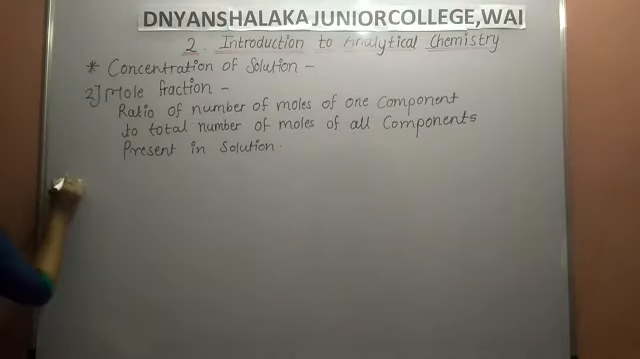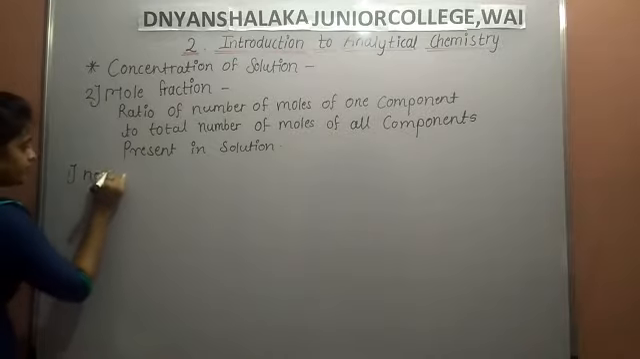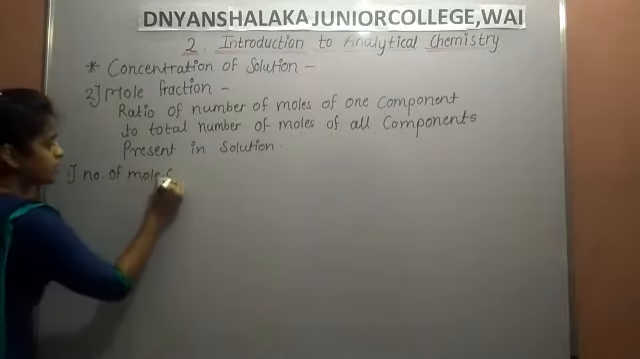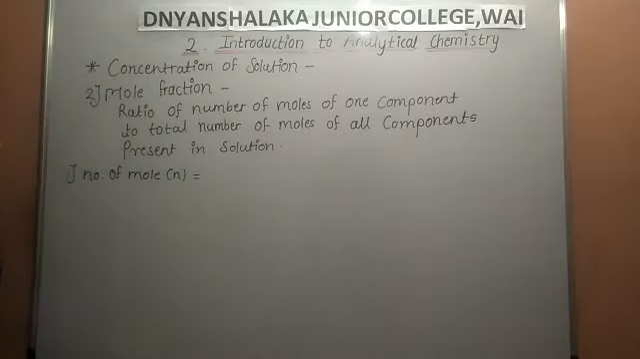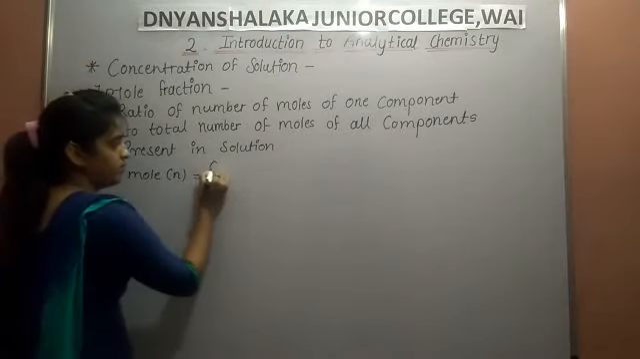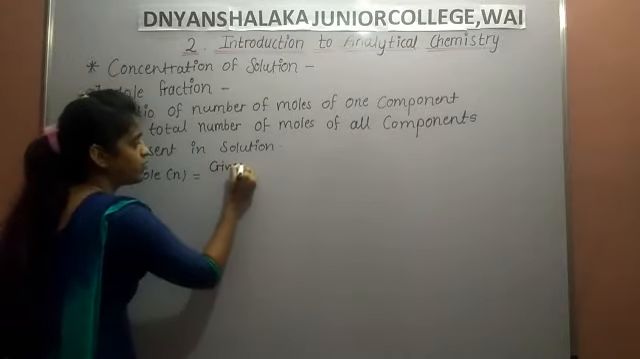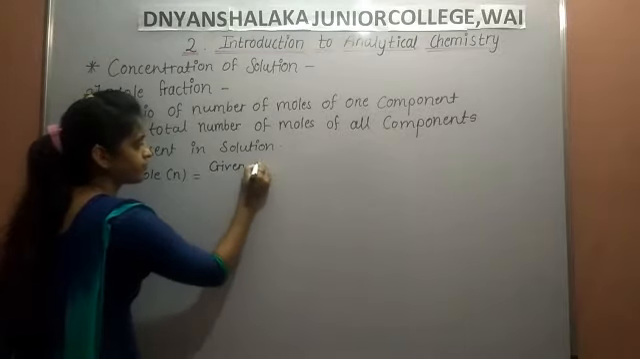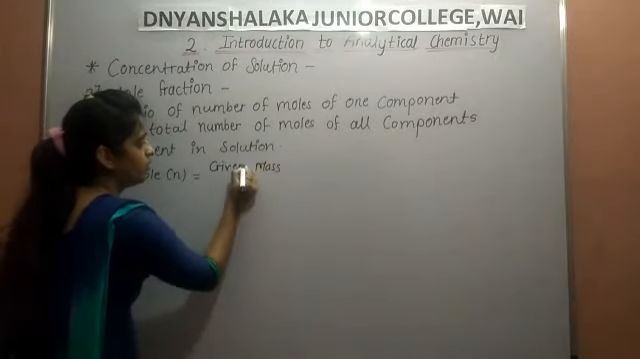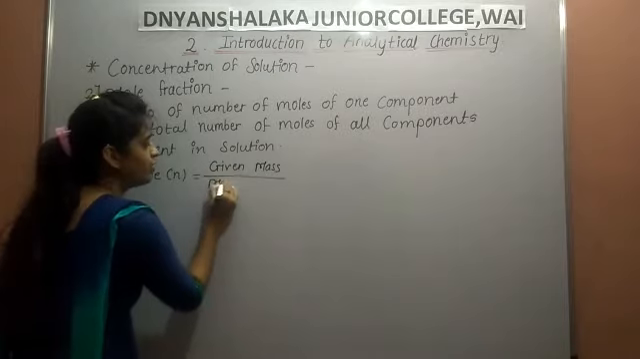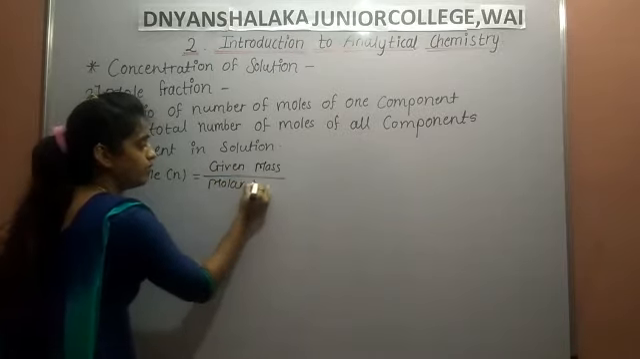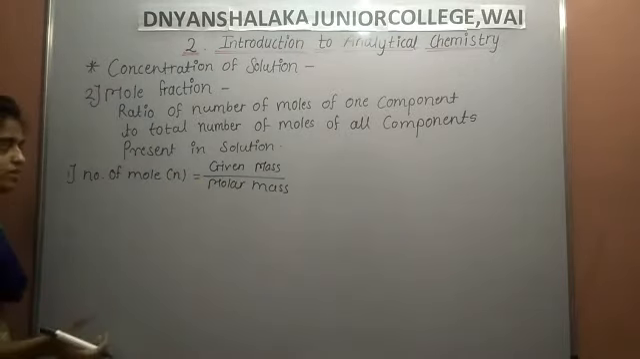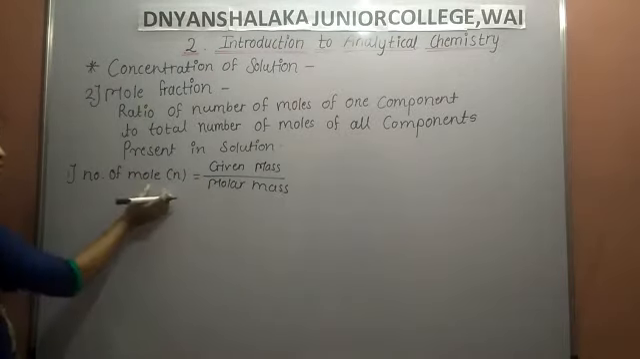First formula of number of moles. Number of moles we denote as small n. The first formula is given mass upon molar mass, or molecular mass, of the substance. So given mass upon molar mass, we can get the number of moles.